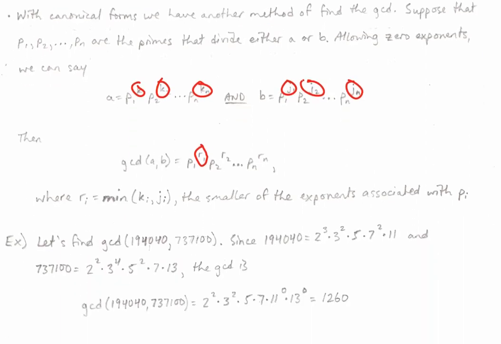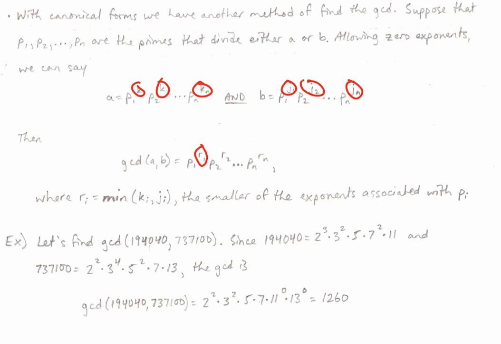So we'll show you one sample here as to how we would find the GCD of two larger numbers. In the next video, we are going to do some more practice problems so you can get a little bit more practice with that. So we're going to find the GCD of 194,040 and 737,110. First thing you have to do is write each of these numbers in its canonical form.